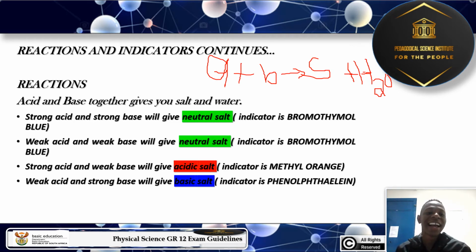So meaning strong acid and a strong base, neutral salt, indicator is bromothymol blue. Weak acid and weak base, neutral salt, indicator is bromothymol blue. Strong acid and weak base, acidic salt, methyl orange. Weak acid and strong base, basic salt, and phenolphthalein indicator. So I think we get this. Let's do an activity on what we are saying so that you can deepen your understanding.